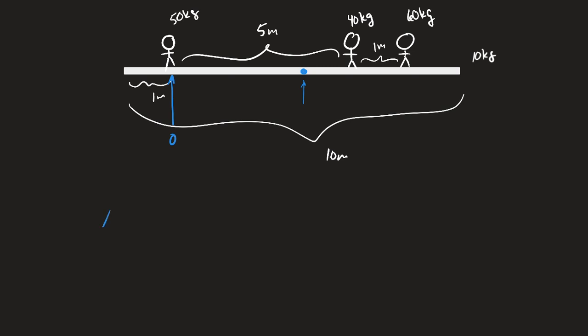So, location, center of mass. Start with the fraction. We're going to do our summation. Mass 1, 50 kilograms. Location, 0. Mass 2, 40 kilograms. Location, 5 meters away from 0. Mass 3, 60 kilograms. Location, 6 meters away from 0.